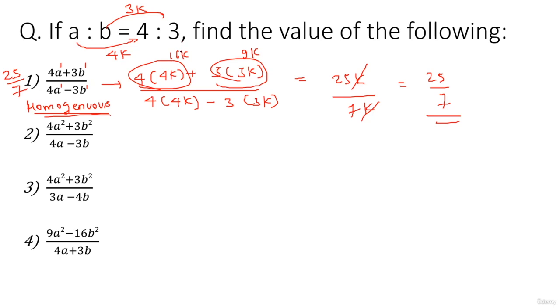Now, for the remaining questions, we have a problem. In all of these questions, the powers of A and B are not the same, and such expressions are basically called heterogeneous. All these three questions here consist of heterogeneous equations or expressions. In heterogeneous expressions, we need to be slightly careful, and we can't put A as 4 and B as 3. No. Just substitute A as 4K and B as 3K. Our answer will automatically come in a while. So let's solve the second question here.